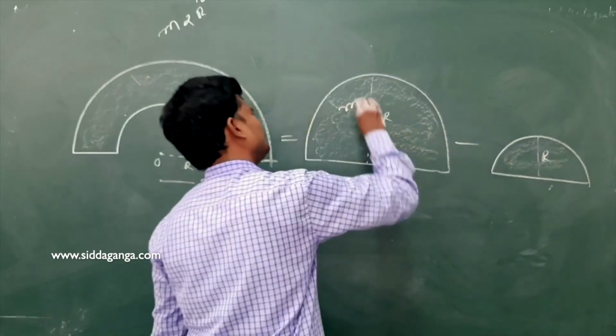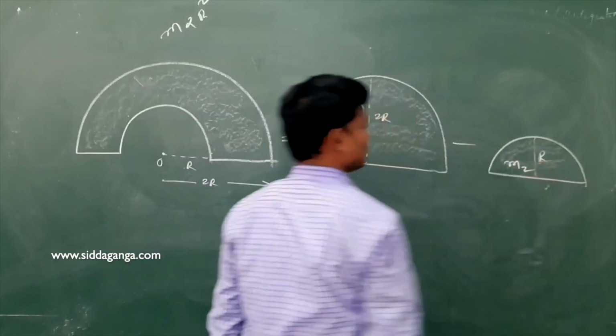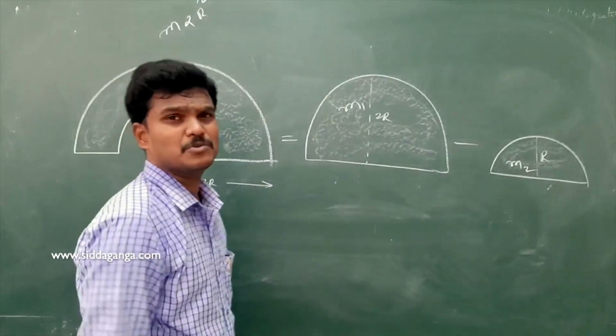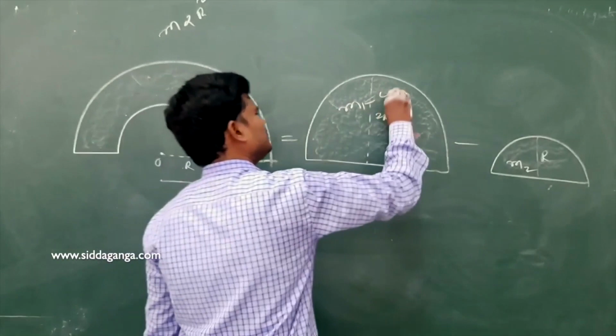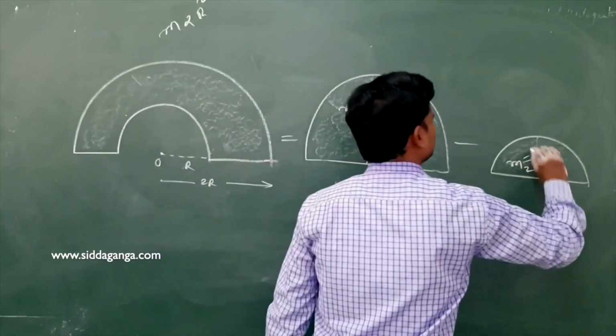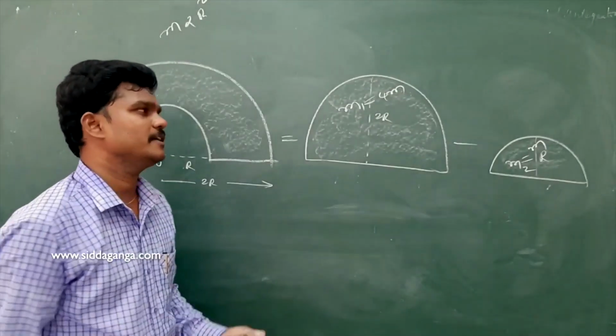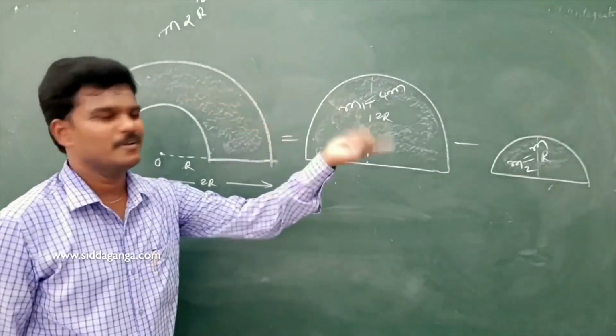If m1 is the mass, m2 is the mass proportional to the square of this. So the square of this means what? 2 squared, 4. So if m1 is equal to 4m, then what is m2? It must be m. Okay, m1 is 4m, m2 is m. Otherwise you can substitute pi r square, and you will get the same answers.